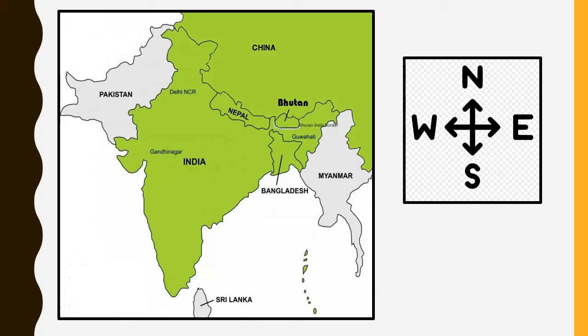So suppose a place is located between north and east, then we will say that it is in the northeast direction. If a place is located between south and east, we will say it is in the southeast direction. If a place is located between south and west, we will say it is in the southwest direction. If a place is located between north and west, we will say it is in the northwest direction.